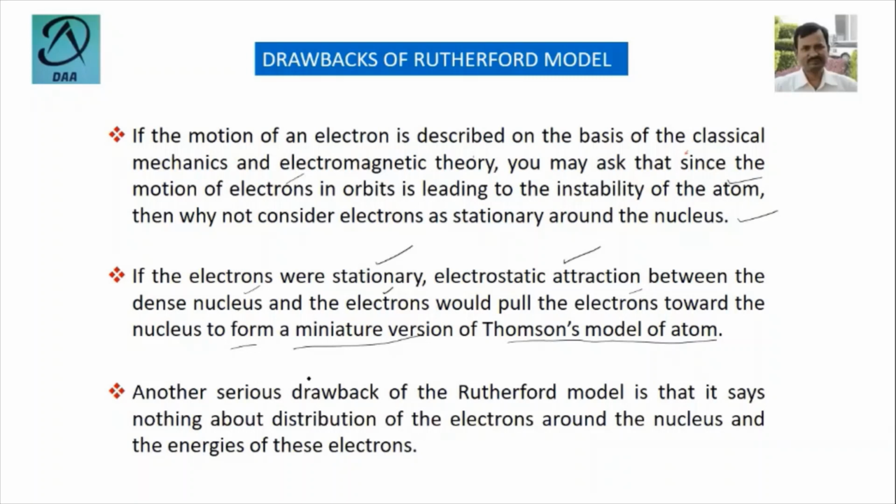Another serious drawback of the Rutherford model is that it says nothing about the distribution of the electrons around the nucleus and the energies of these electrons. That means Rutherford's atomic model does not give any idea of how the electrons are distributed around the nucleus and what the energies of these electrons are in each distribution.